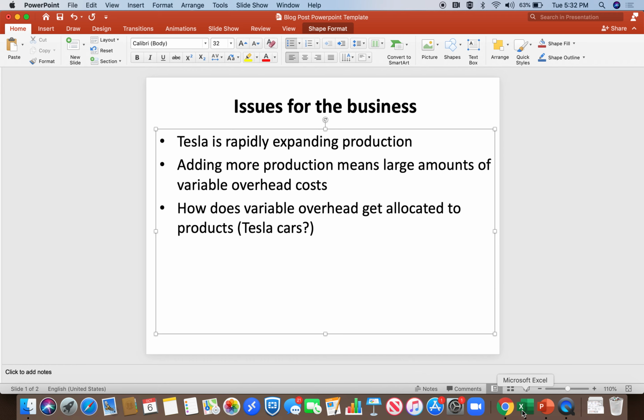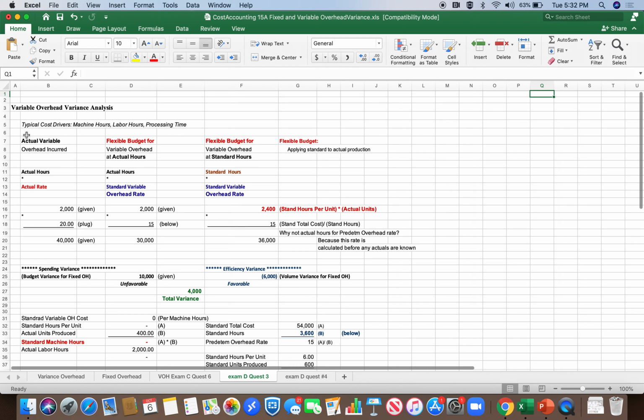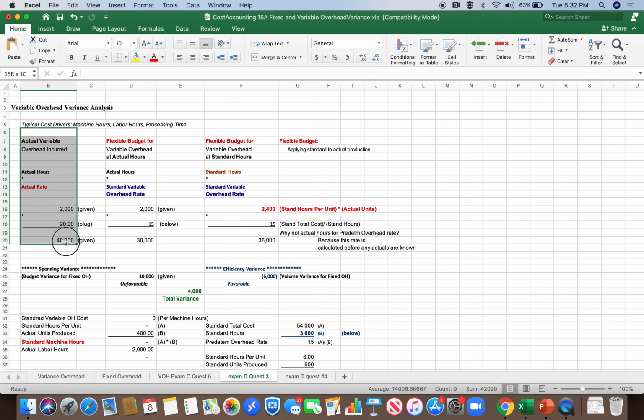I'm going to go over to Excel. This is a method I've used to explain variable overhead analysis. Before I go through the numbers, and I won't go through all of them, but most of them, you'll see that we have overhead incurred on the left. This is the check that we actually wrote based on hours times some sort of rate. On the right, we have the flexible budget for standard hours, which is what we expected, what we planned on.